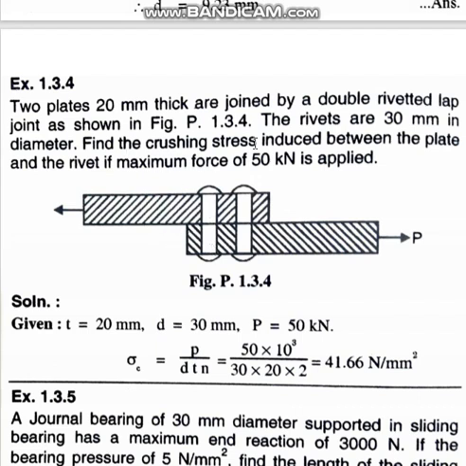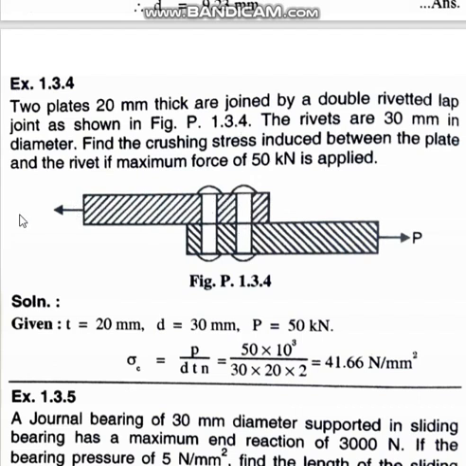For crushing stress induced, what type of stress? Crushing stress. You pay attention here. This is crushing stress. It is not shear stress. You see, this rivet can fail in two ways. One is, if the force is more, it can get crushed, or it can get sheared off here. Now the question is not shearing stress, so we are not considering cutting off here. Now the question is, find the crushing stress induced. Find the crushing means what?